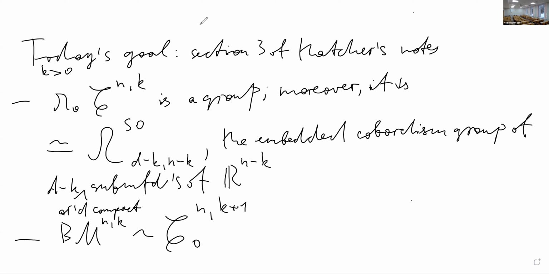Okay, the second part, I will explain everything, not just B. I will try to explain everything, or at least as much as I understand myself. Okay. Now, what is C naught n k plus 1? Well, naught stands for the component of the empty set.